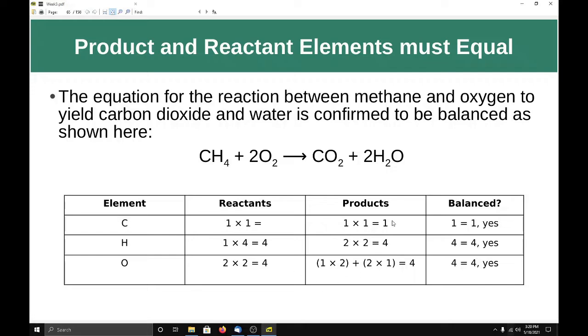On the product side, we also have 1 carbon in the CO2, 4 oxygens, 1, 2, and 2 times 1, that's implied here, 4. And we have 4 hydrogens, that's this 2 times this subscript right here, 4 hydrogens. So every single one balances out.